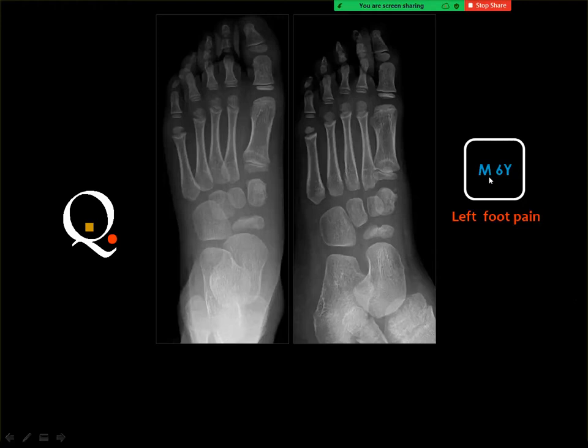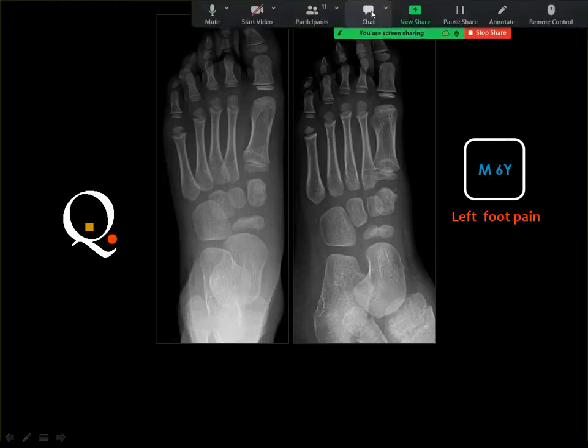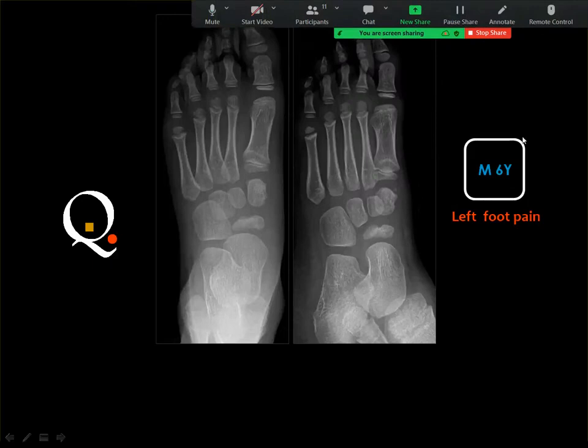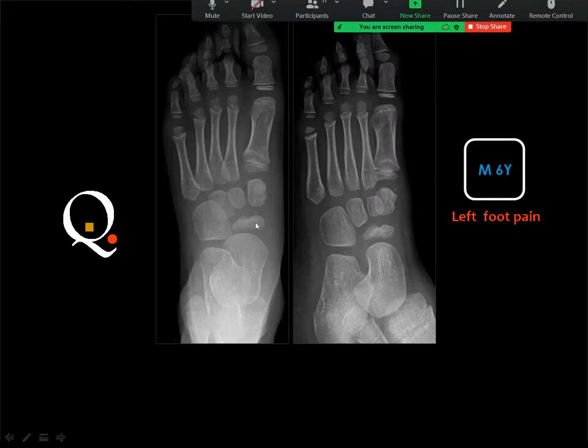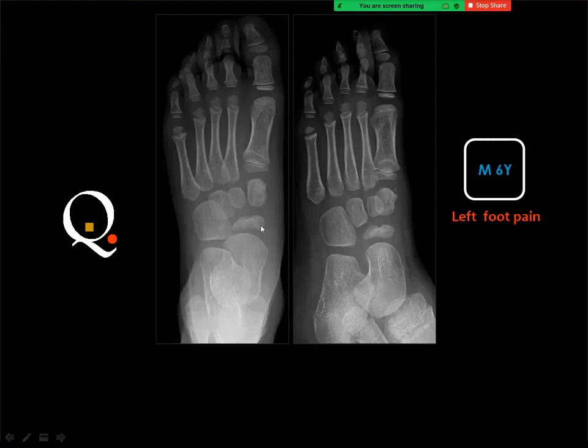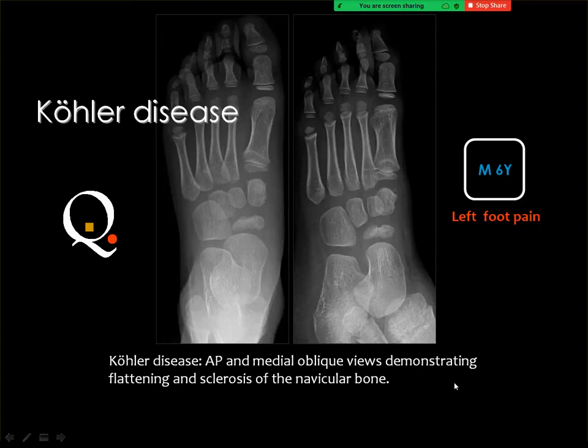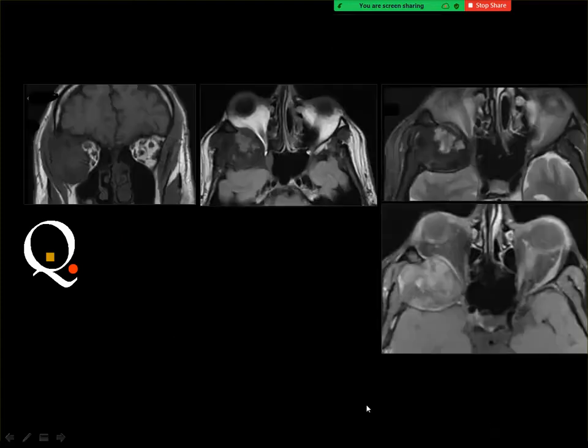Next case is a male child with foot pain. Yes, and this is Kohler disease, which means avascular necrosis of the navicular bone. The navicular bone is collapsed and is relatively sclerotic, diagnostic of avascular necrosis of the navicular bone, which is also known as Kohler disease. And this is an MRI of the orbit.